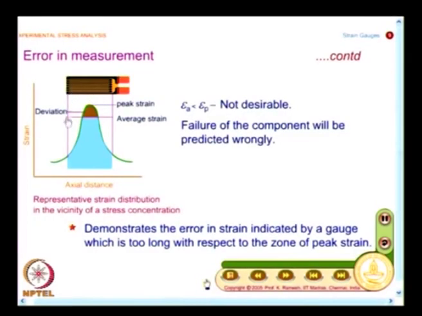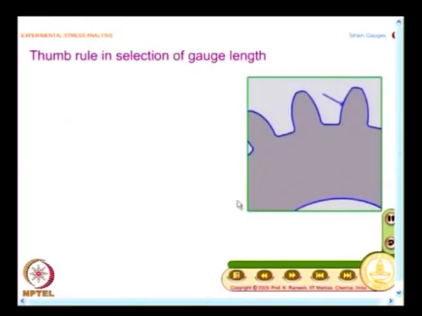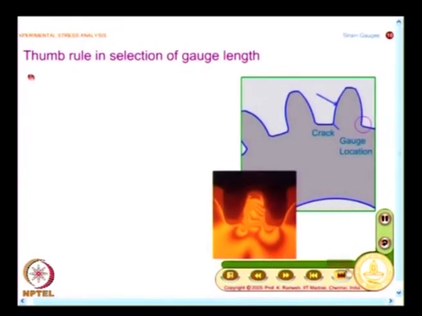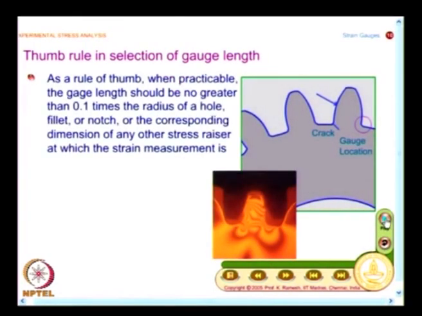You can't take gauge length selection arbitrarily. There are thumb rules available for different classes of problems. How do you go about selecting the gauge length? What you find here is that when you have a nonlinear variation of strain, the gauge length has an influence on the measurement, and you have to be careful. And let us look at two example problems and a thumb rule on what I am going to look at.